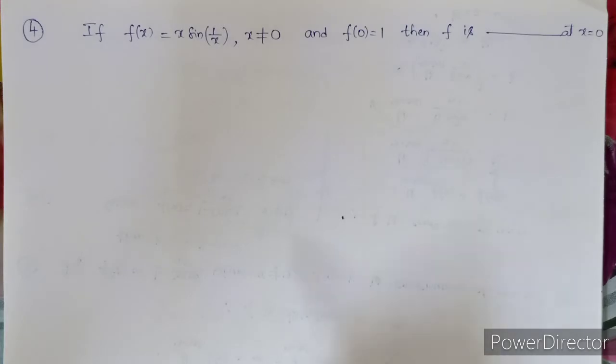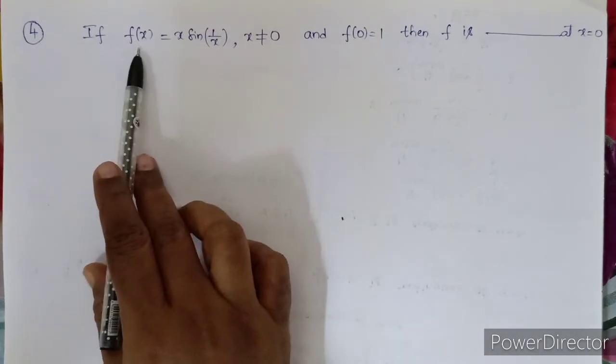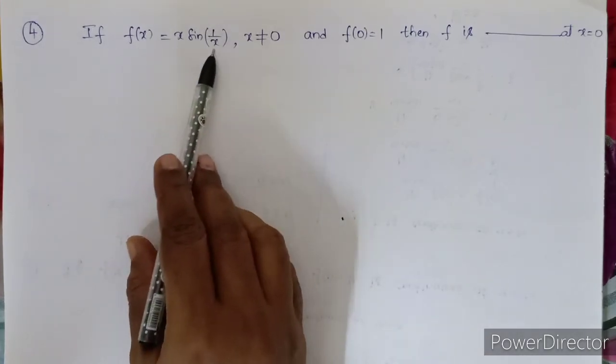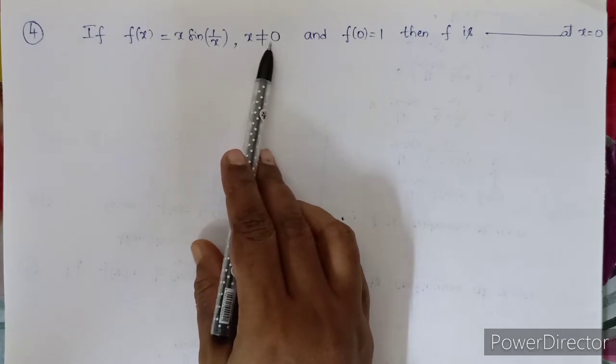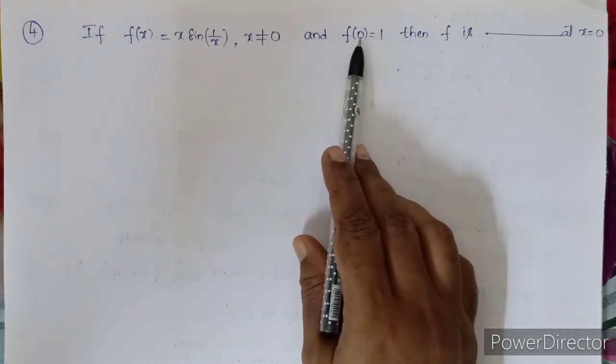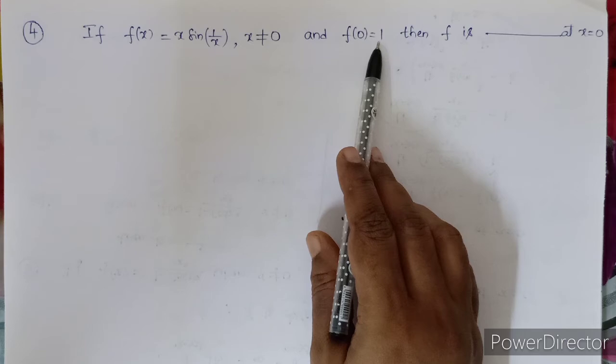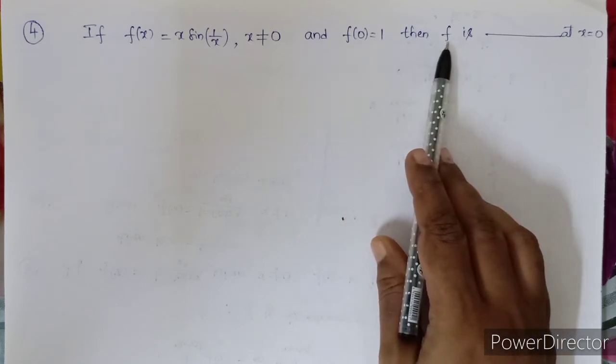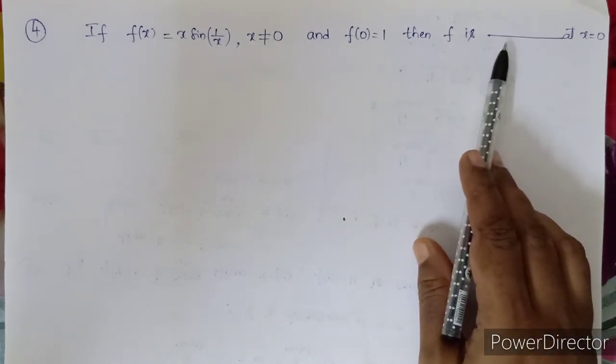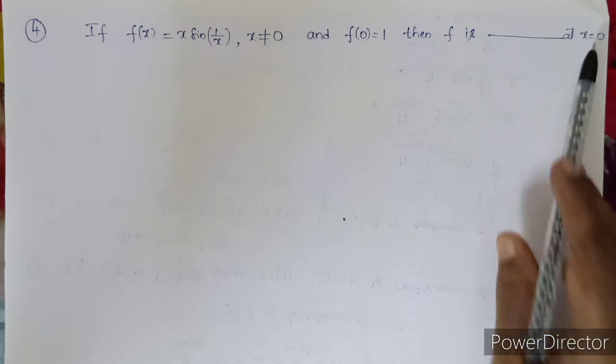Now we see the fourth problem. If f of x is equal to x into sine of 1 by x when x is not equal to 0, and when x is equal to 0 f of x is equal to 1, then we have to find out whether f is continuous or discontinuous at x equal to 0.